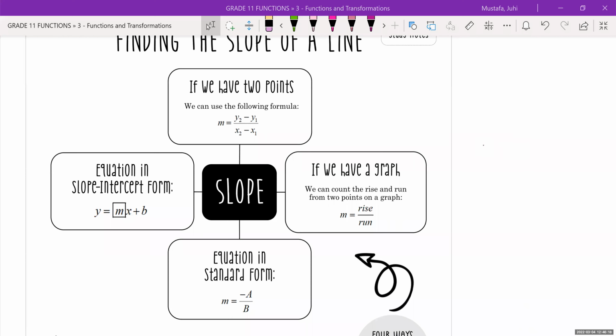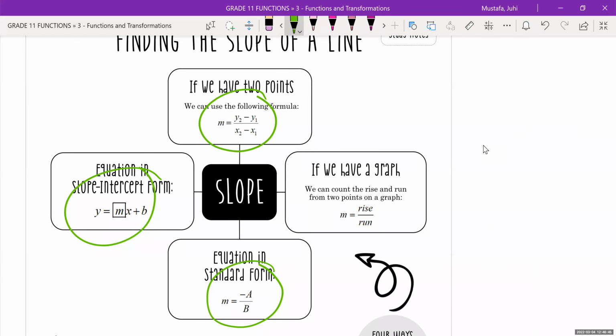Okay, so there are 4 different ways we can find the slope. Let's begin on the right. If you have a graph, what you can do is you can find 2 points, make a little triangle, and use rise over run. That's something you'd learn in middle school and then practice in grade 9. The other 2 ways are what we've just learned. If something is in standard form, you just use the formula m is equal to negative a over b. If something is in slope-intercept form, you just read off the number beside the x.